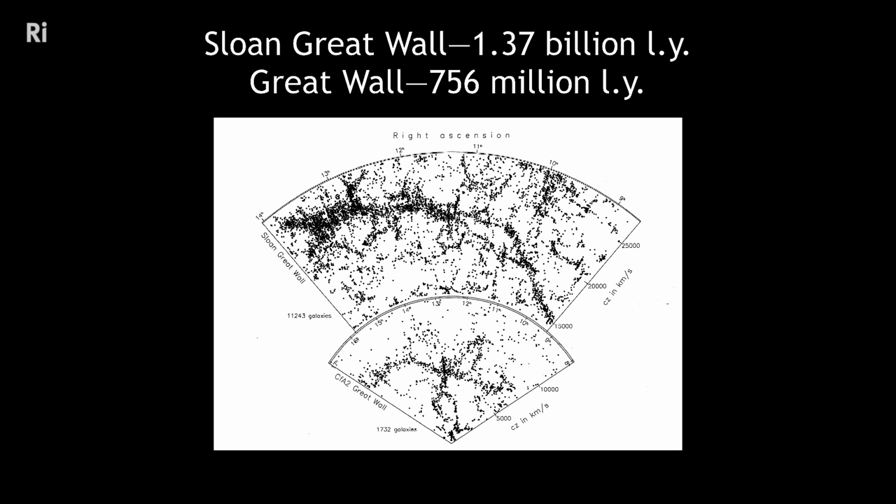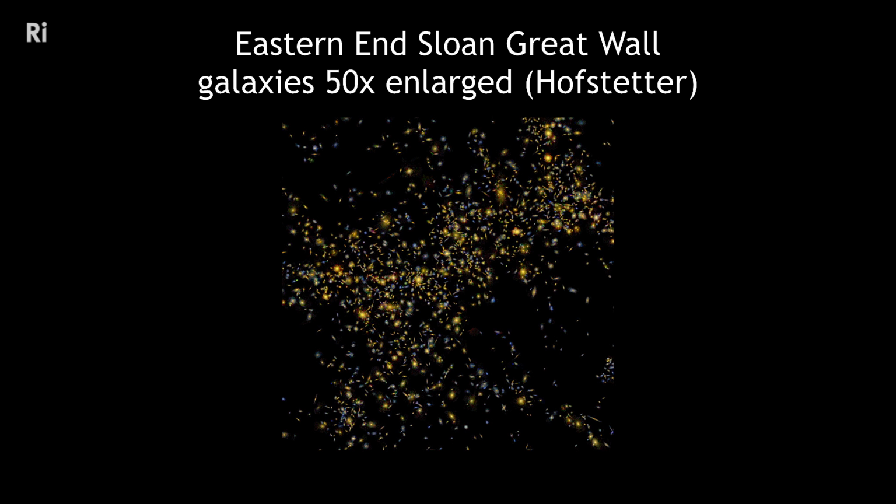Let me go back to this picture. I'm going to show you a close-up of this end of the Sloan Great Wall. This is a picture made by my student, Lauren Hofstetter. What he's done here is put the actual pictures of the galaxies from the survey at exactly the right locations, the right distances from the Earth in the picture.